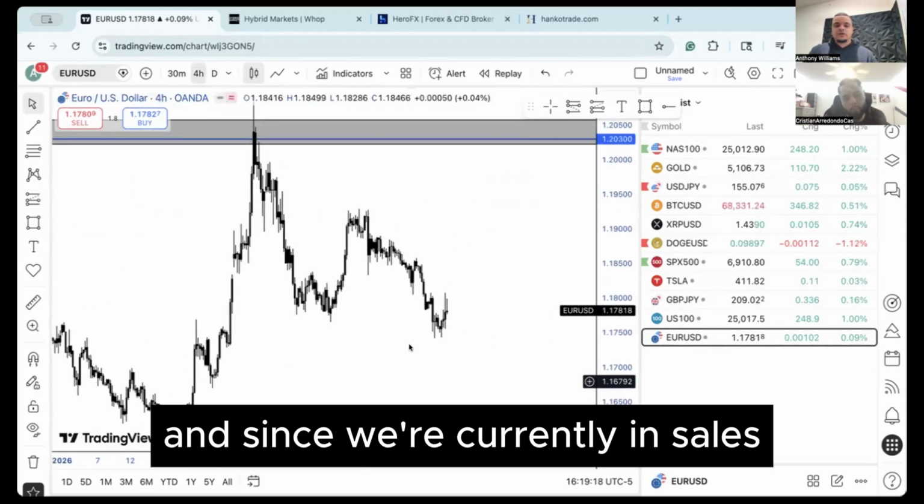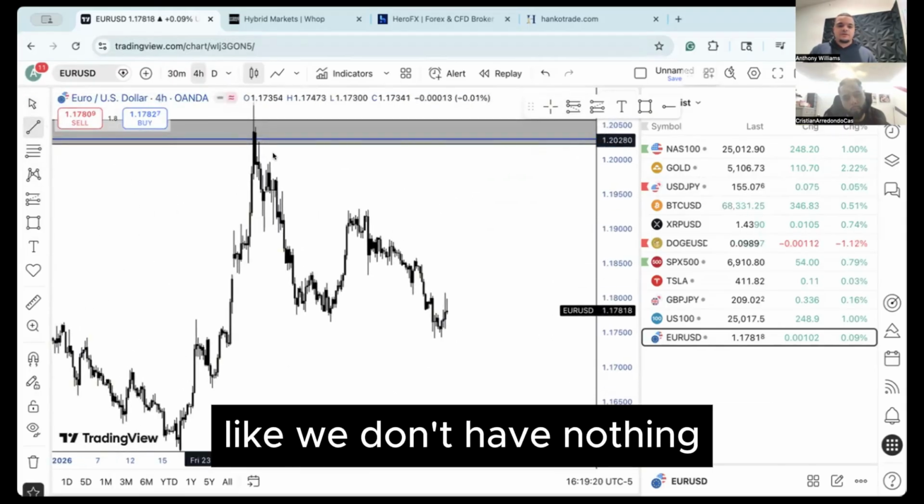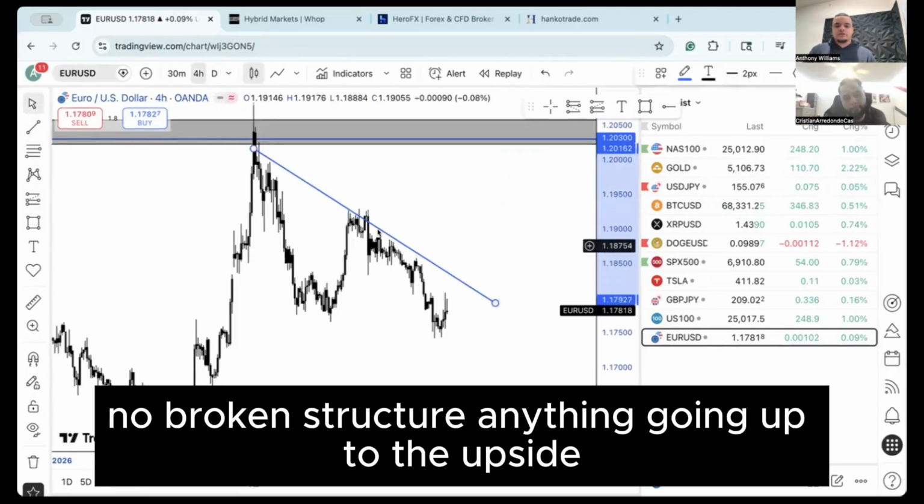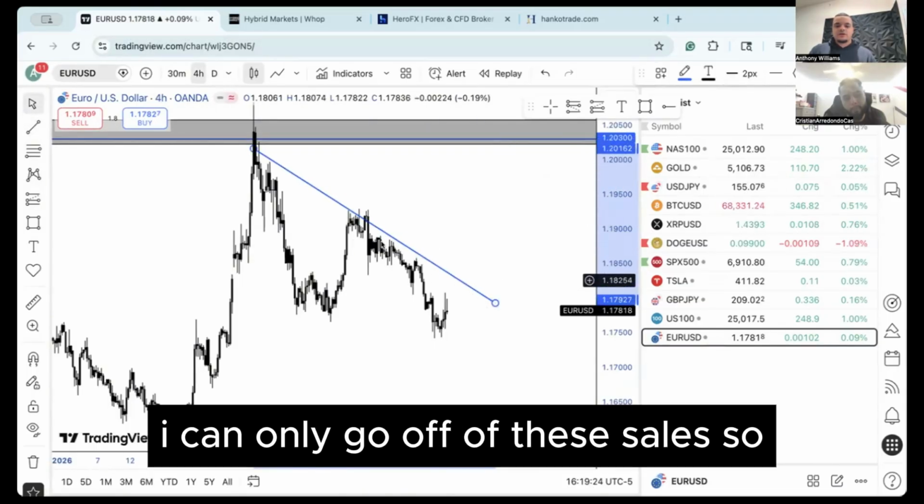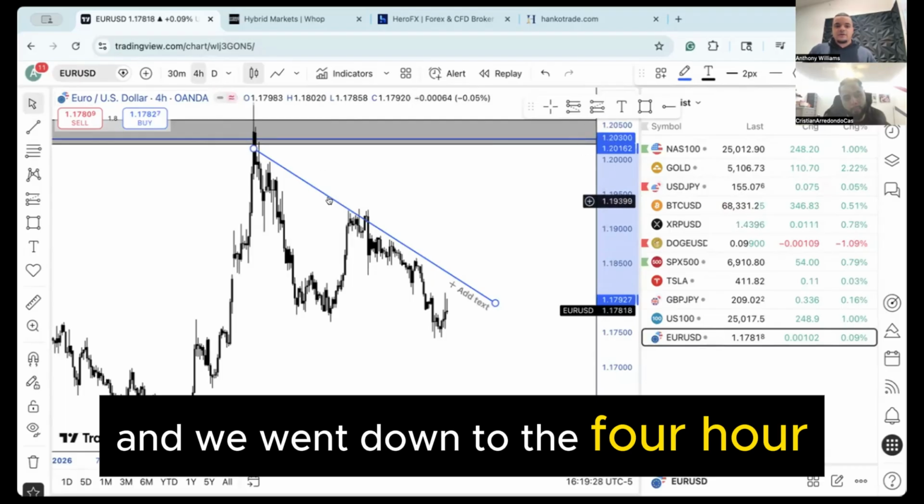And since we're currently in sales, we don't have any broken structure going up to the upside, I can only go off of these sales. And we went down to the 4 hour.